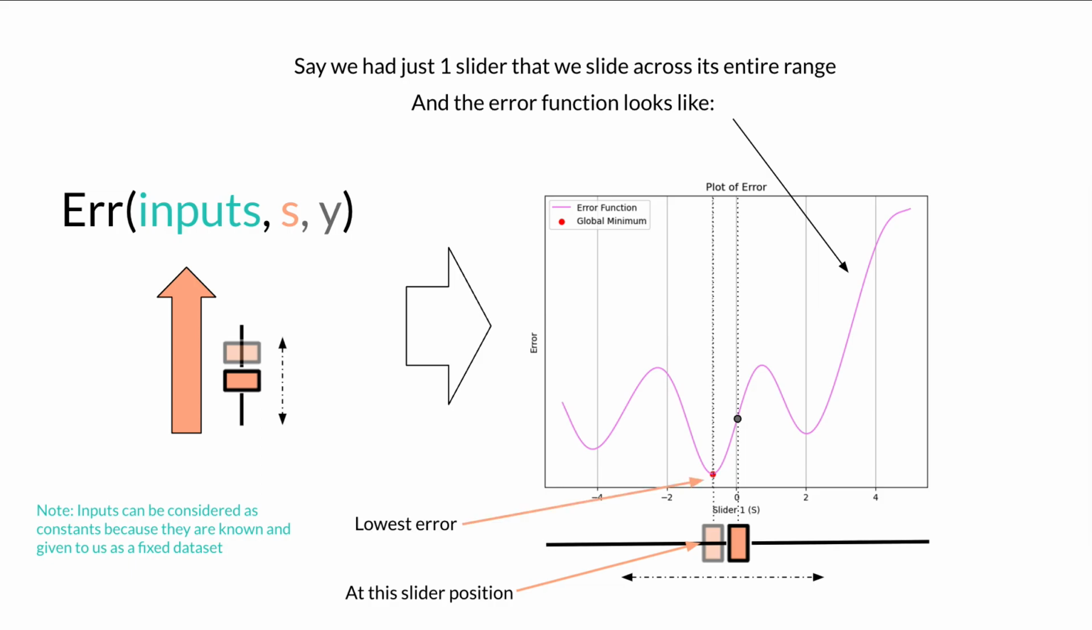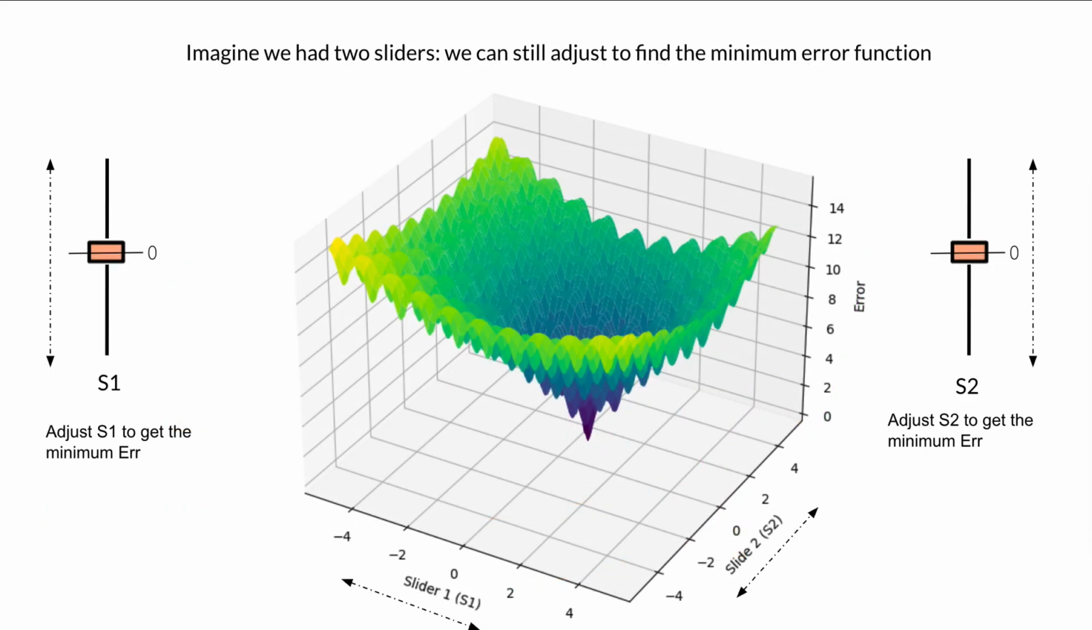So this gives us some sort of mathematical clue here: if we do know this function, if we can somehow gauge where we are in this function space, we can try and find where the minimum is mathematically. And maybe if you remember your calculus, you're already getting a few ideas or hints as to how we might do this. Let's imagine though that we have two sliders.